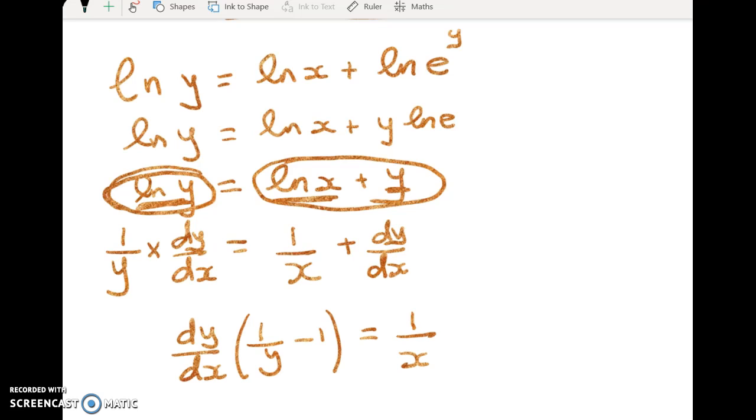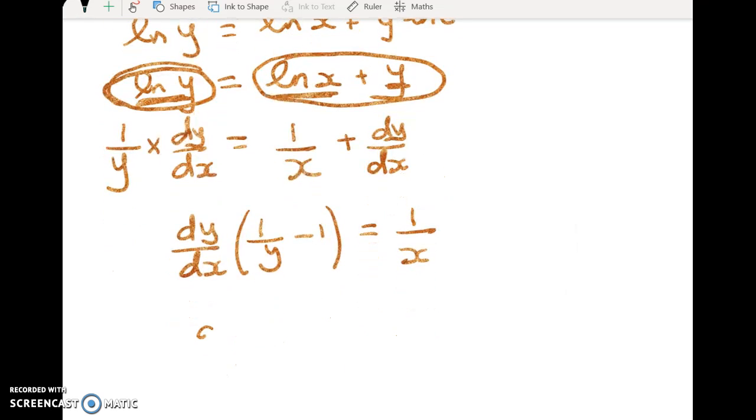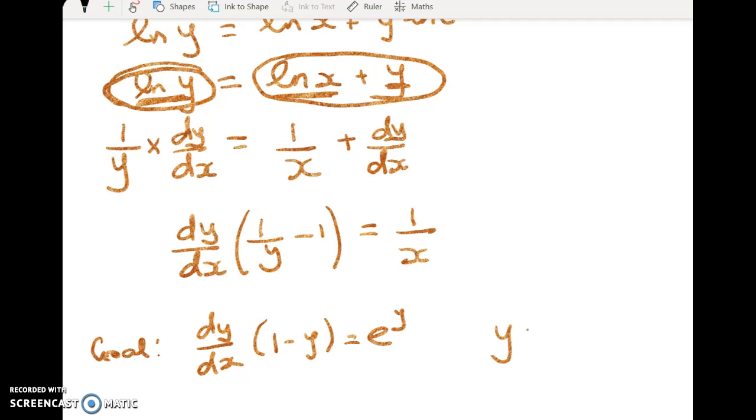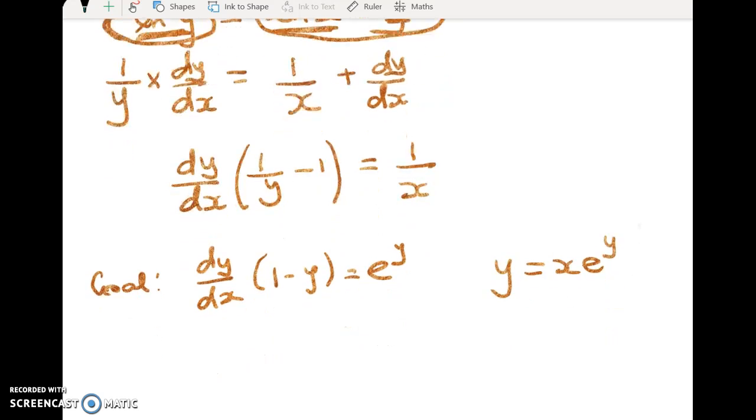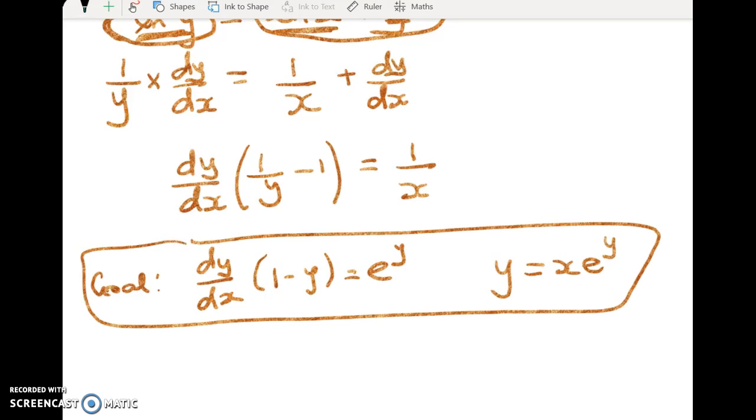Now let's just go back up and have a look at what we're trying to get to. Well, I'm just going to write it out again. I want to get to this. So my goal is to get to dy by dx times 1 minus y is equal to e to the y. So I'm going to have to do a bit of work, but I know that y was equal to x e to the y. So I can keep going here. So that's where I'm trying to get to, but I haven't got there yet.